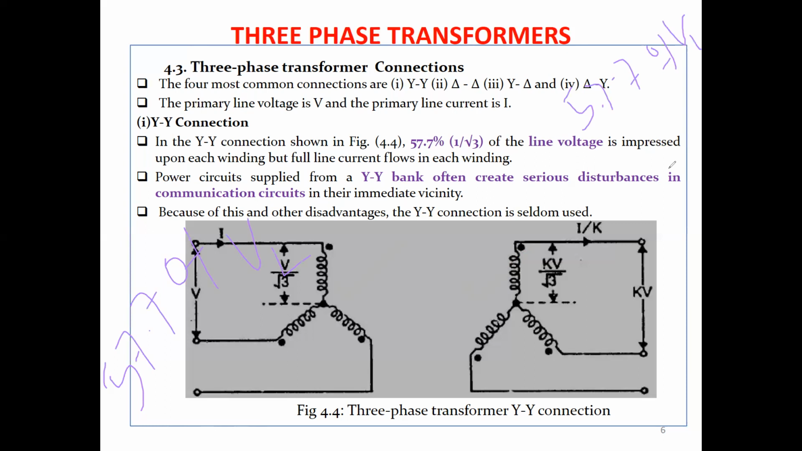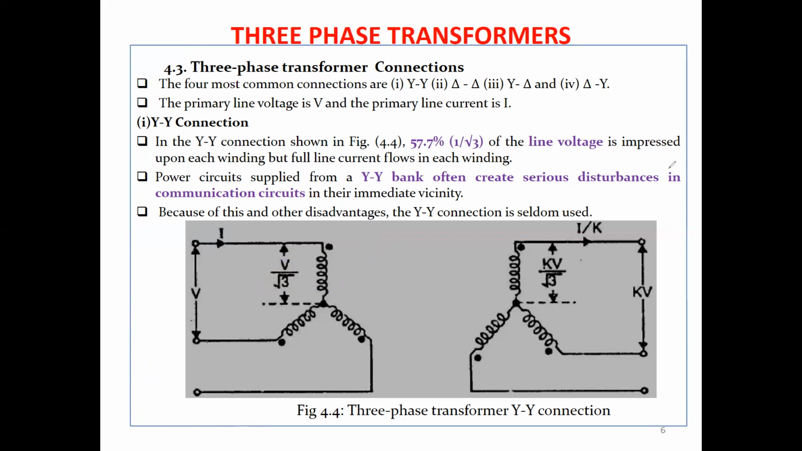So you have a full current flowing here, but 57.7% of the line voltage. You can see that you have a full current, but 1 over root 3 of the line voltage in the first connection. So power circuits supplied by a YY bank, that is a star to a star, often create serious disturbances in communication circuits.